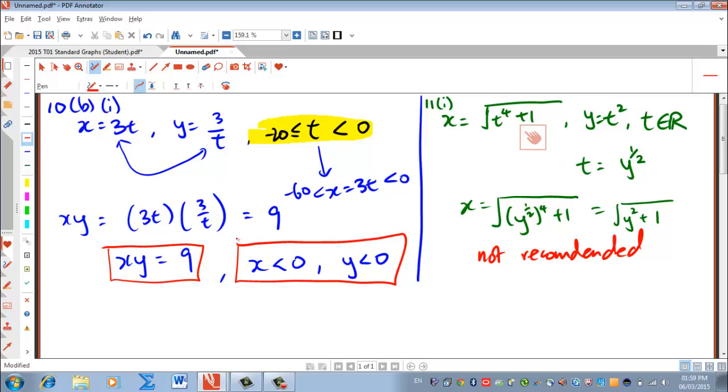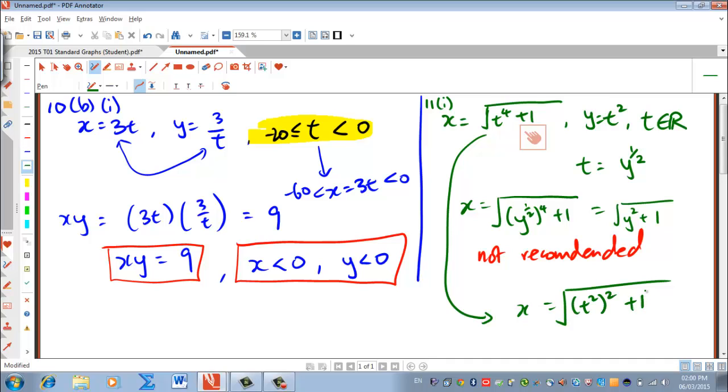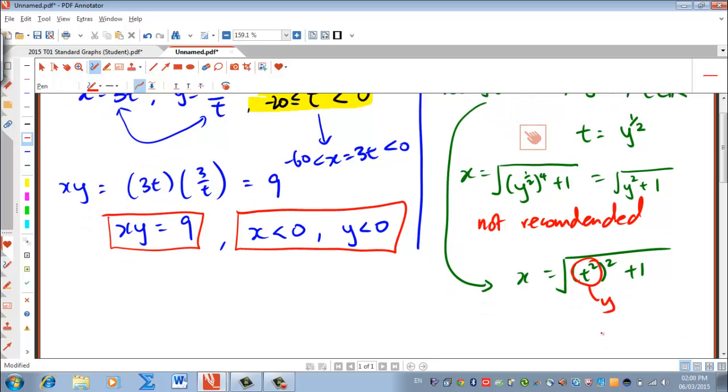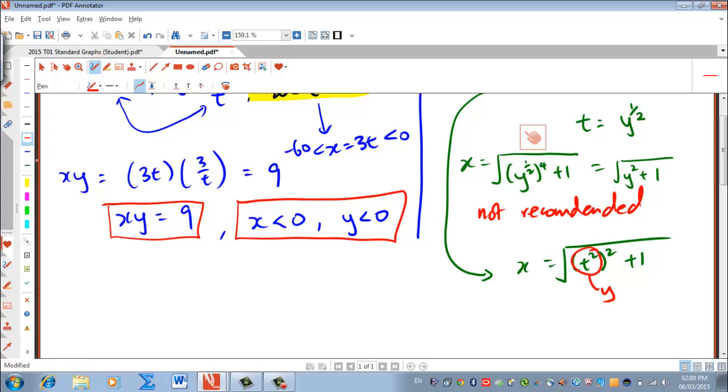As for question number 11, part 1, if you use the observation method, you'll find that it is not difficult for us to see that t power 4 is actually t squared and squared again. When we choose to see it in this manner, we observe that our y equals t squared is inside here. So from here, we can see very quickly that our x is actually square root of y squared plus 1.